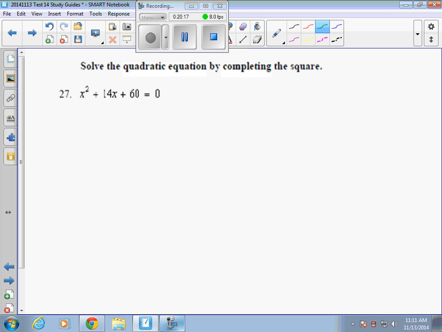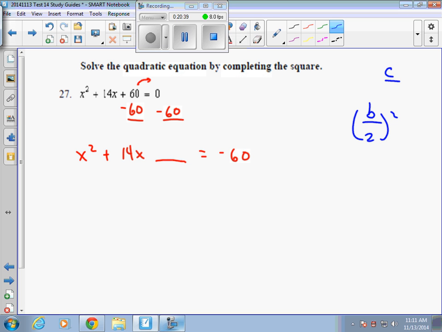27 says solve it by completing the square. Here's one of those instances where we have to move this value of c over. It won't give us a perfect square like the one I did a little while ago. I didn't have to do it, but I did it just out of habit. x squared plus 14x plus c equals negative 60. Find your new value of c. That's b divided by 2 squared. b's value is 14, divided by 2 is 7, not 17, it's 7. And 7 squared is positive 49.